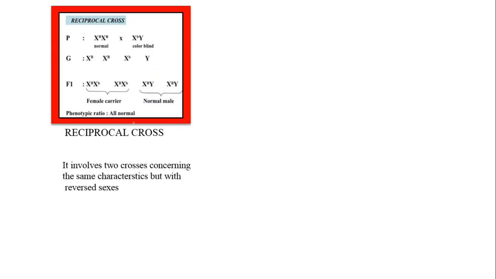Now the next one is the reciprocal cross. It involves two crosses concerning the same characteristics but with reversed sexes. As you can see here, a female is crossed with a male, and if the traits are autosomal, the reciprocal cross always yields the same result, and if the traits are on sex chromosomes, the reciprocal cross gives a different result. So these are about the crosses.